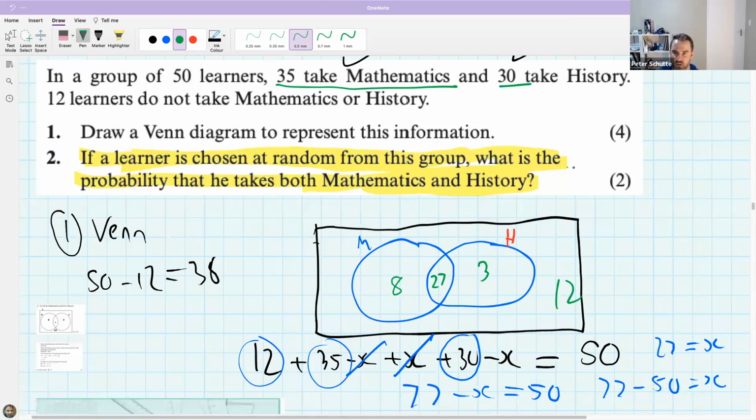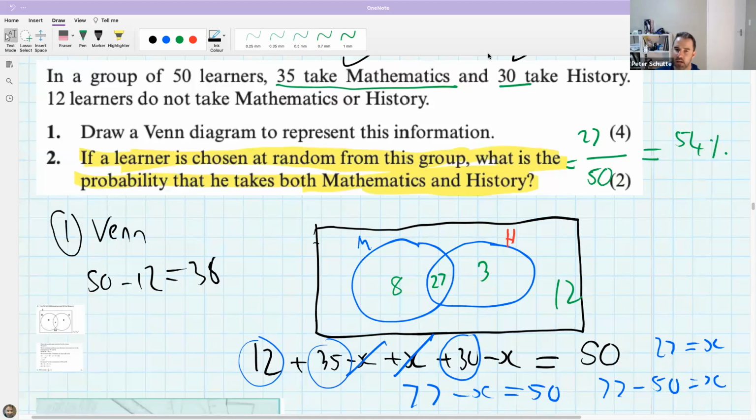Now, the answer to this question is there are 50 possible students, and 27 of them take both mathematics and history. And so the probability is 27 over 50, or 54%, would be another way of saying that.